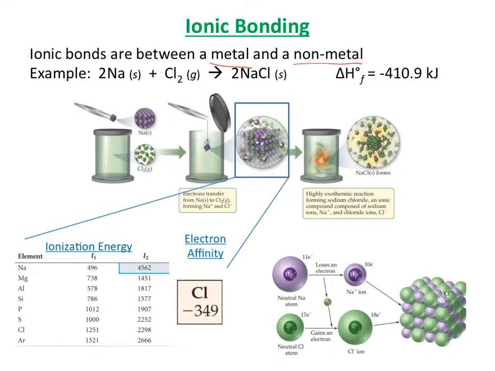And in this case, we could think about something like sodium chloride in a simple combination reaction, where sodium is reacting with chlorine gas and forming sodium chloride salt. Sodium chloride is the ionic compound.